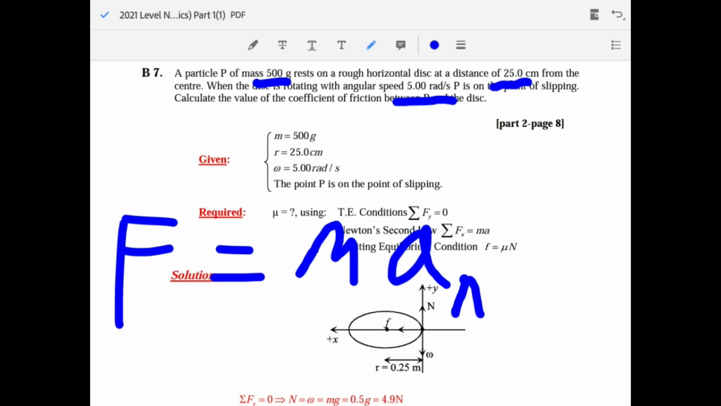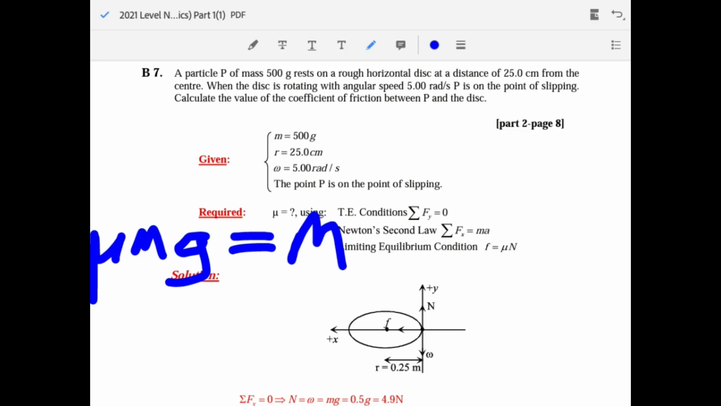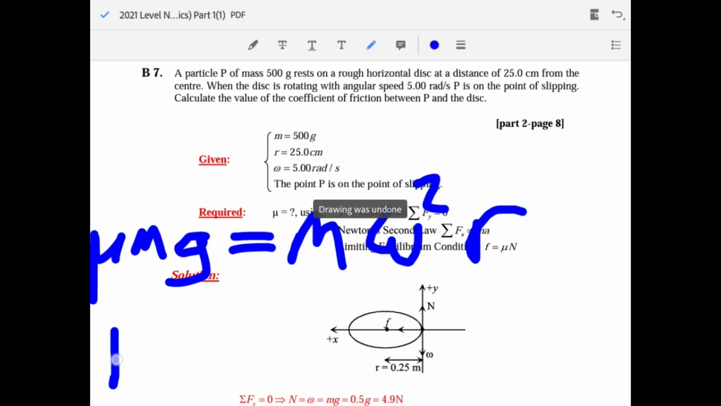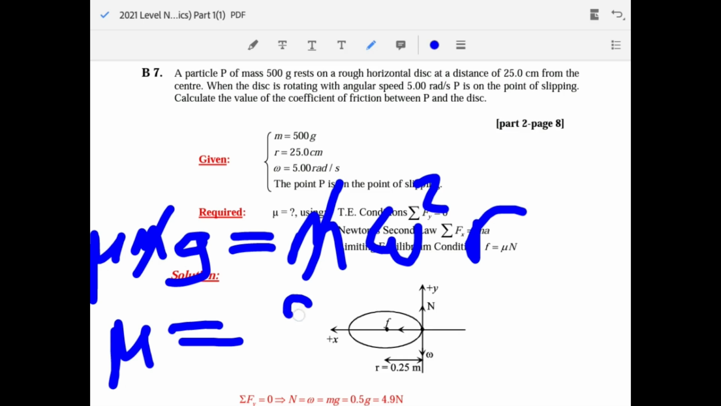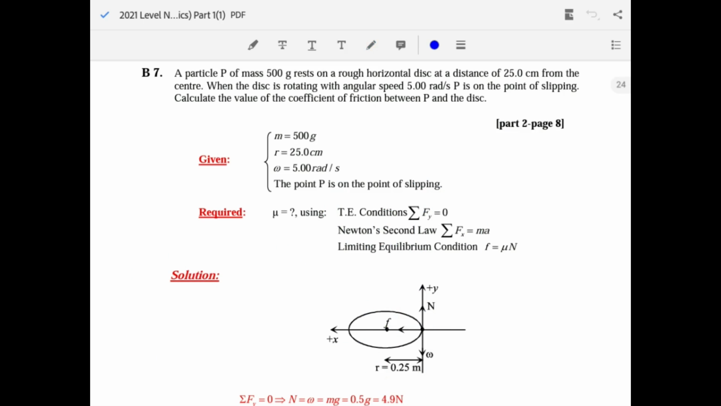So F is the friction. So friction is mu mg is equal to m, and then A is v squared over r, or omega squared r. So mu is, you need to find it, so just keep it mu, m and m cancel. So mu is equal to omega squared, so 5 squared times 0.25, you have to change this to meters, over g, which is 9.8 or 10. Hopefully they give it to you in the exam, and you put it in the calculator and you get it.